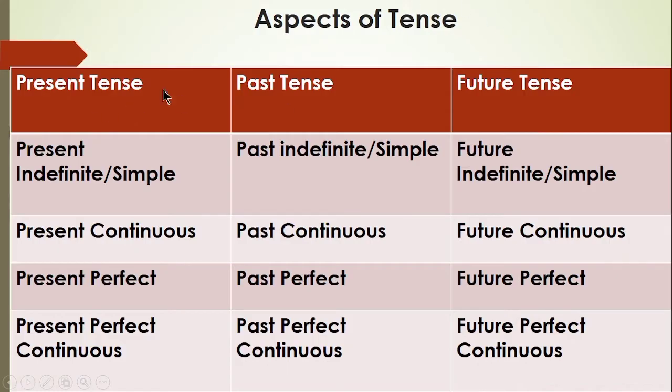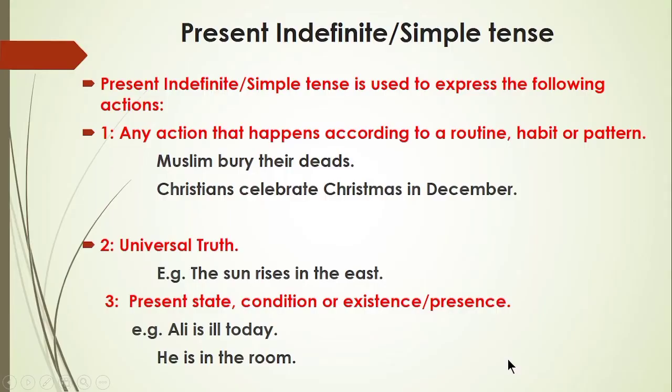Now this is a table of tenses. We have present tense, past tense and future tense. These are the major tenses and the rest are the aspects. So present indefinite or present simple, present continuous, present perfect, present perfect continuous. Similarly, past indefinite or past simple, past continuous, past perfect continuous. Similarly, future indefinite or future simple, future continuous, future perfect and future perfect continuous.